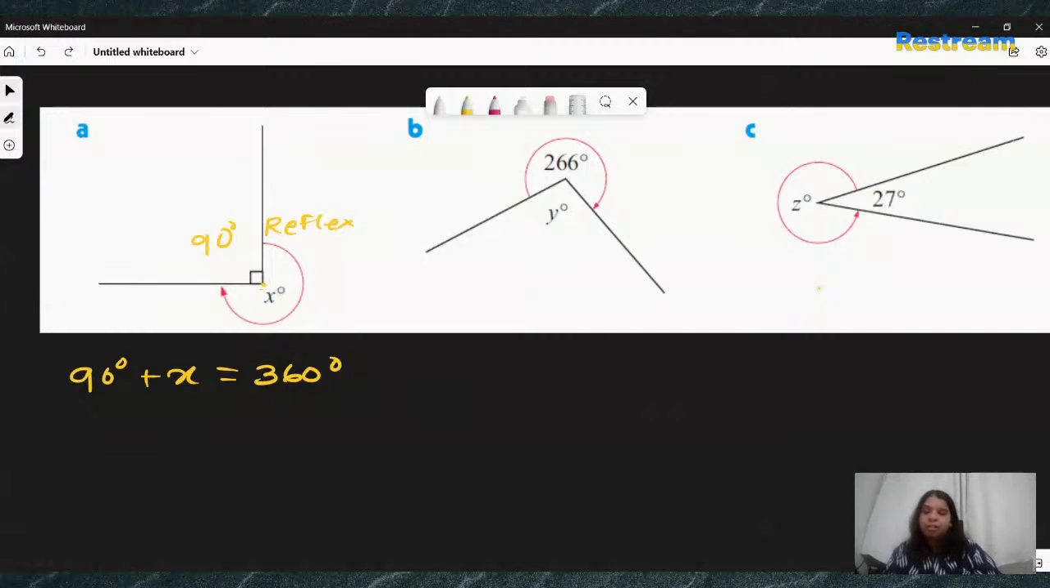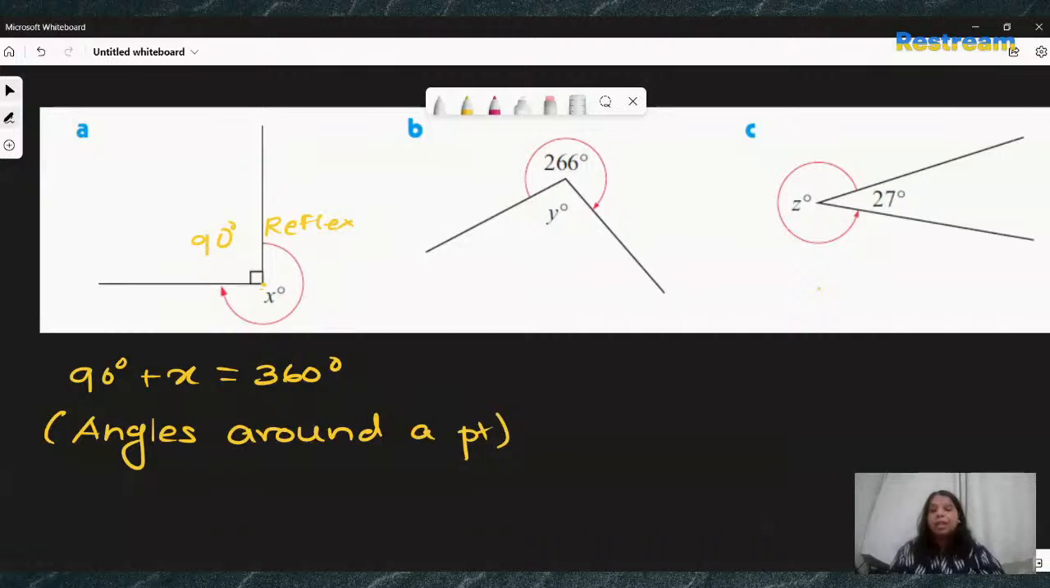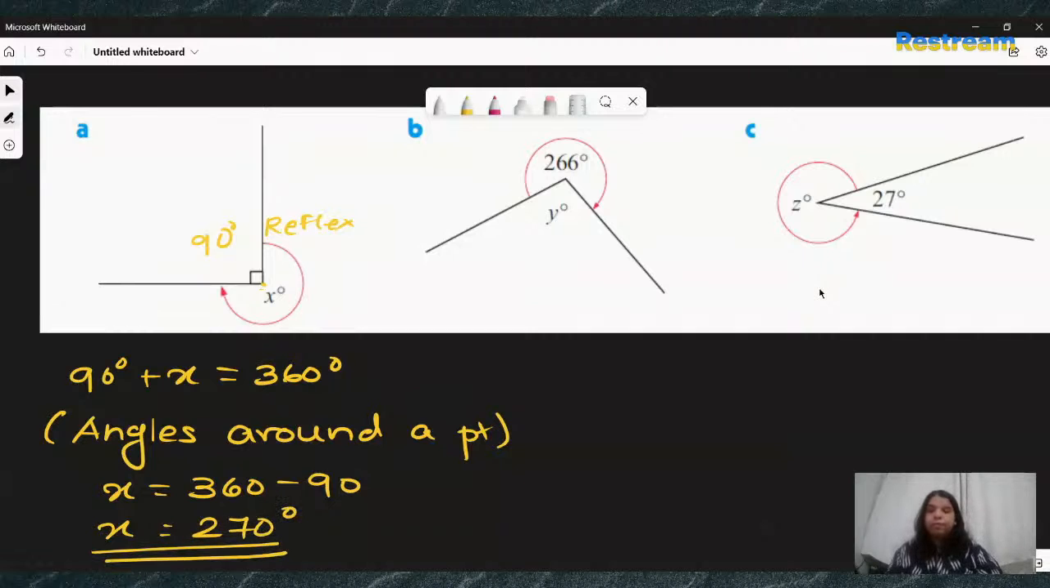Actually, I like to write nicely. Sometimes I speak too fast, so I try to write very fast, but I will write nicely. Angles around a point. Okay, that's why they are 360 degrees. So x is equal to 360 minus 90. Then x is equal to 270 degrees. Okay. Now we'll go for question B.